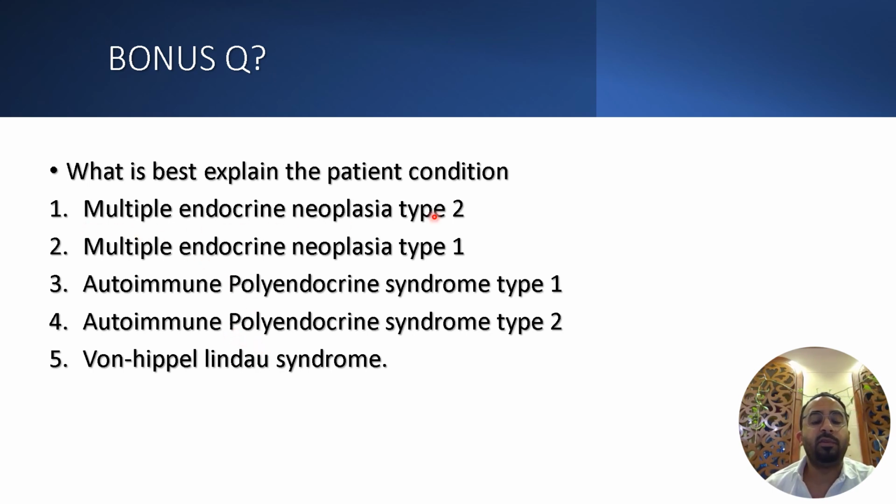In MEN2, patients usually have primary hyperparathyroidism from parathyroid gland hyperplasia, together with the presence of other endocrine tumors, including pheochromocytoma and medullary thyroid cancer. So this choice will not explain the patient's condition.